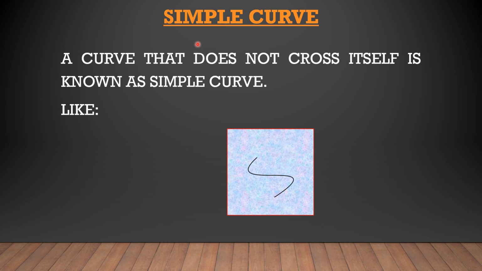Next one is simple curve. A curve that does not cross itself is known as simple curve. So here you can see the lines are not crossing. So this curve will be a simple curve.